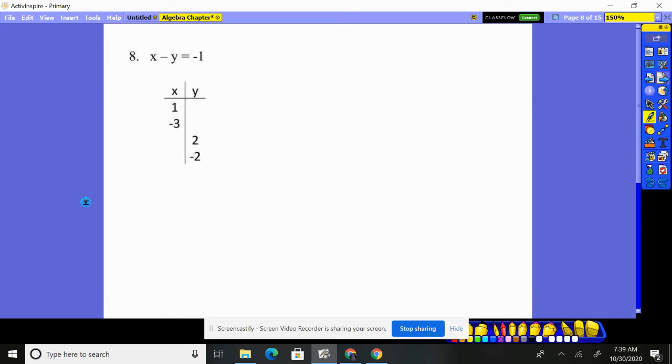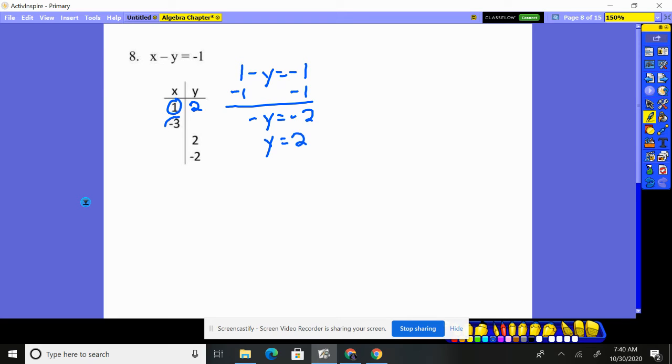Number 8, doing the exact same thing. I'm going to put x is 1 into the equation. So the equation says x minus y equals -1. So subtract 1, subtract 1. Opposite of y is -2. If the opposite of y is -2, y must be a positive 2. So we have a positive 2 there.